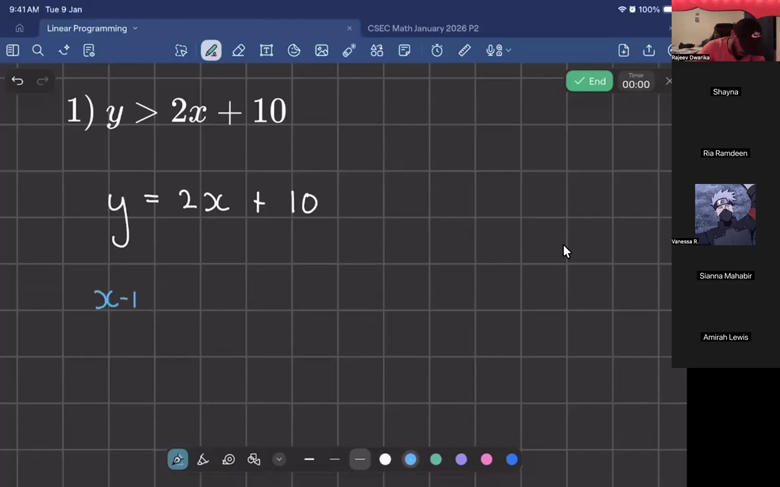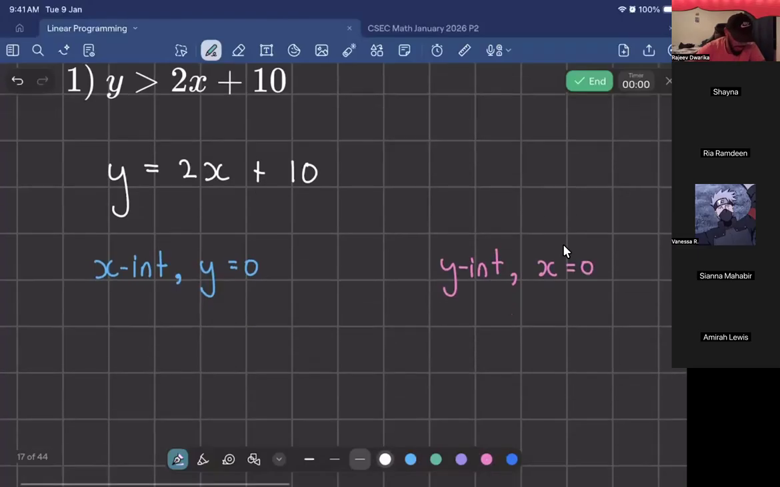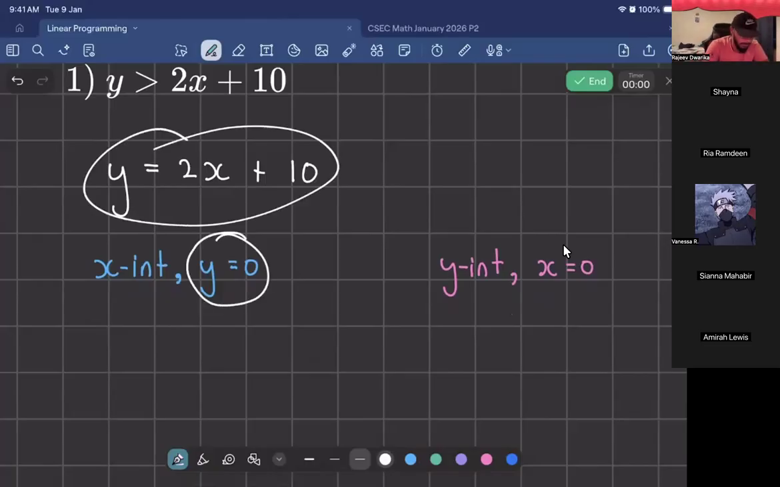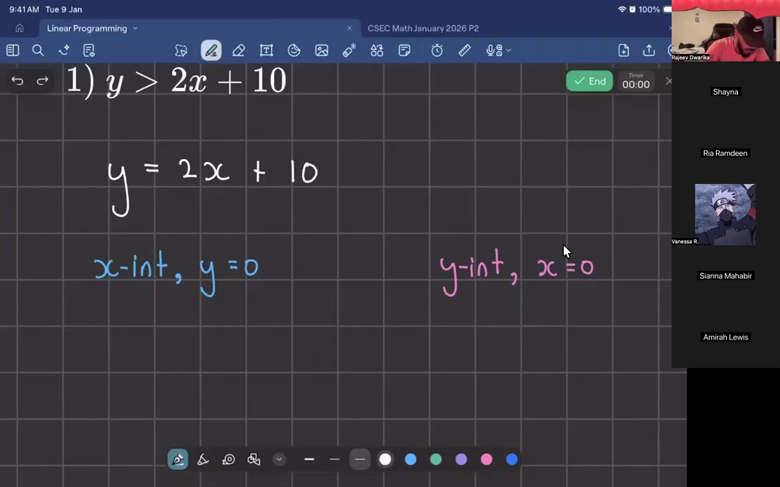To draw a line, what do we know on the x-intercept? That y is 0. So we'll find that first. And for the y-intercept, what do we know? x is 0. Great. So anywhere I see y, what am I going to replace y with? 0. So what do I write? 0 equals 2x plus 10. What next?